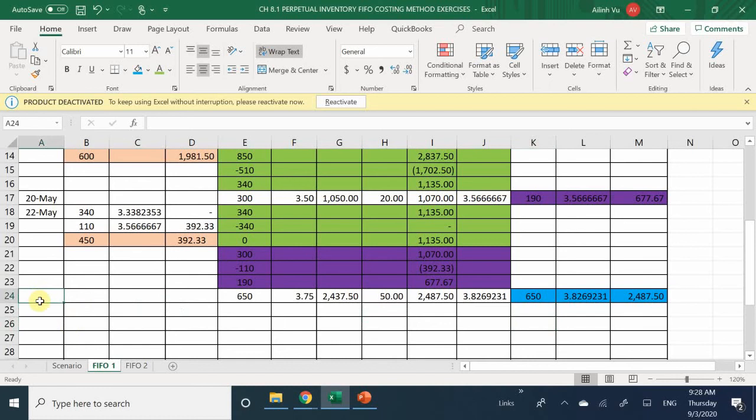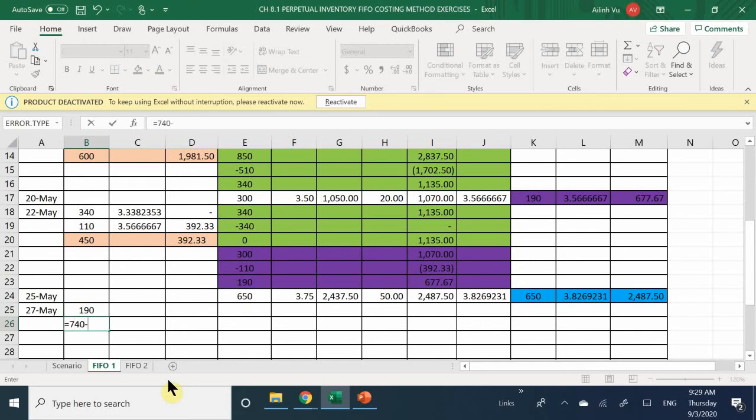Oh, I forgot to put the date. So what was the date of the purchases? I think it was on the 25th. 5/25, and then when we sold was on 5/27. So here we need to indicate that we have 190 left, and our number needs to get to 740. So we need to sell 550 from our blue batch.